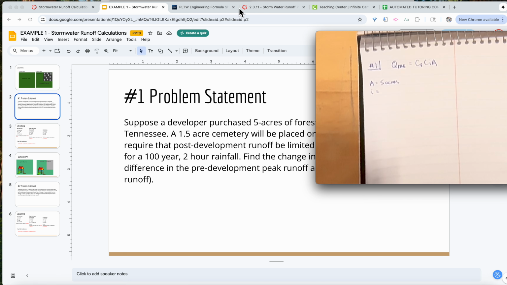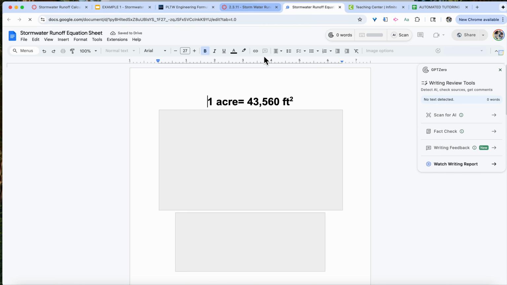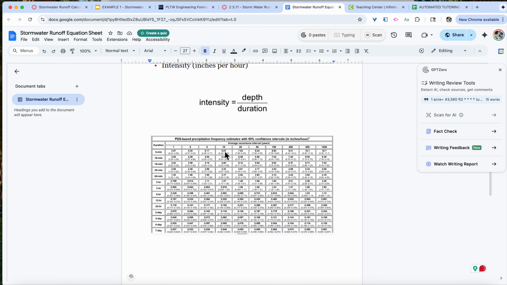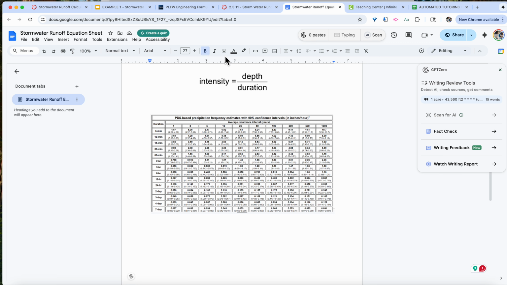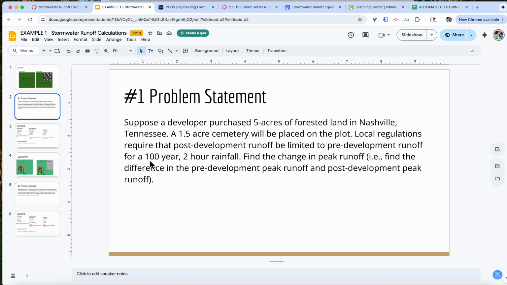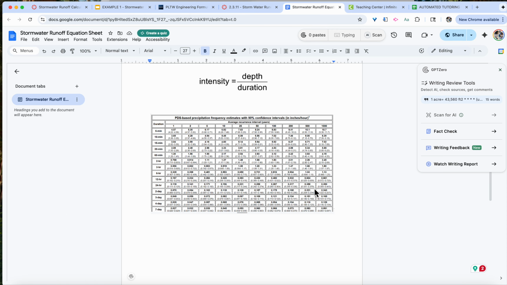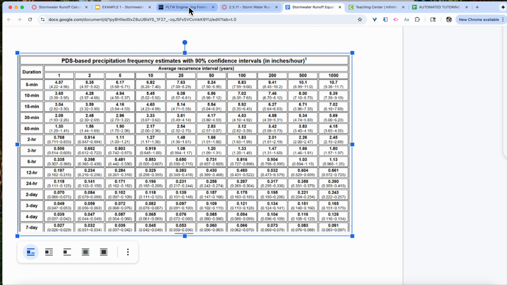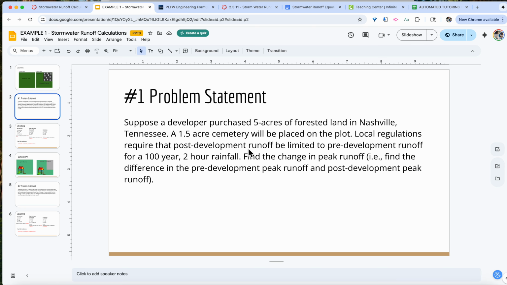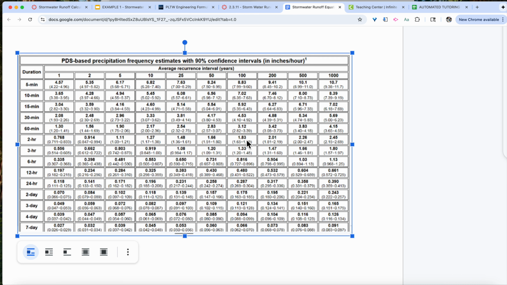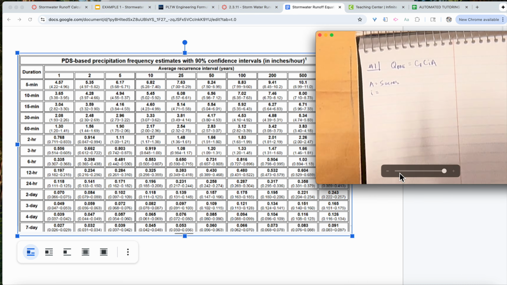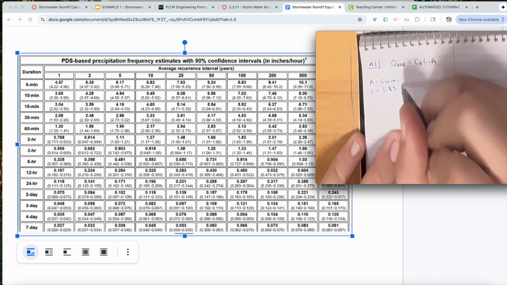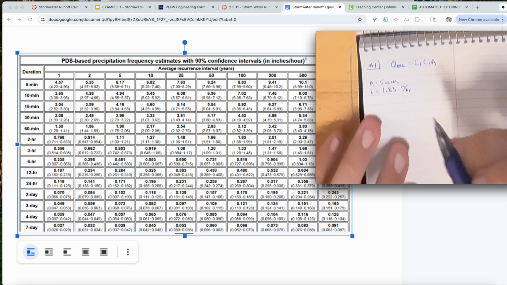In this worksheet, we have an intensity chart for Nashville, Tennessee. In our particular scenario, we have a 100-year, 2-hour rainfall. So we find that 100-year column, then follow it down to the 2-hour row. 100-year, 2-hour, that is 1.83. So for our i, I'm going to write down 1.83. Remember, the unit for this is inches per hour. Now let's continue.